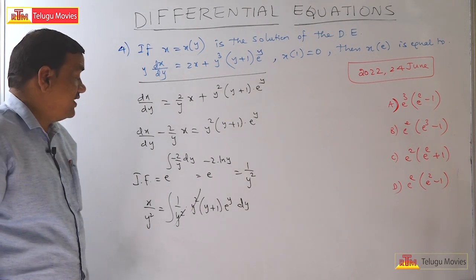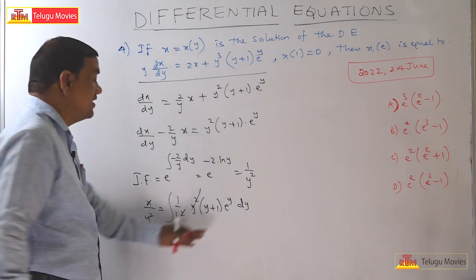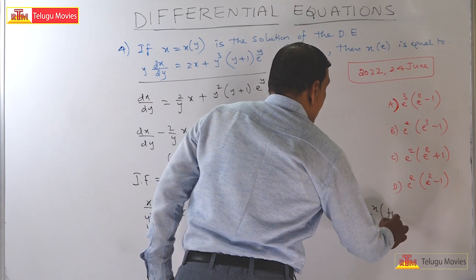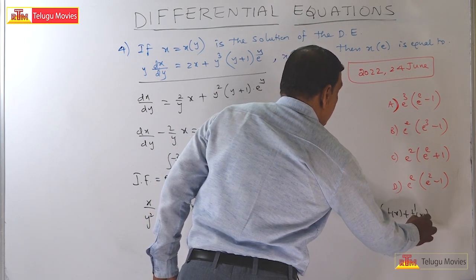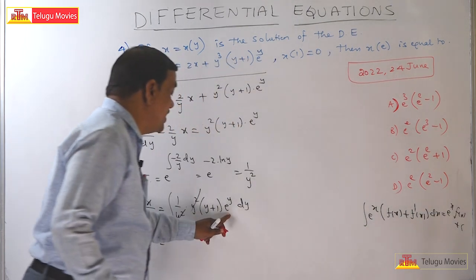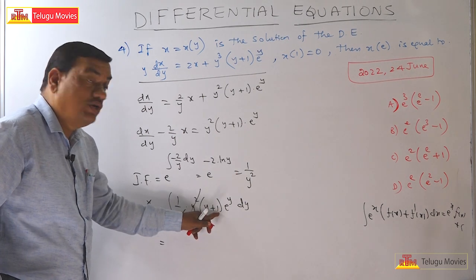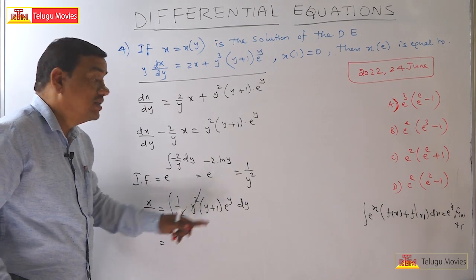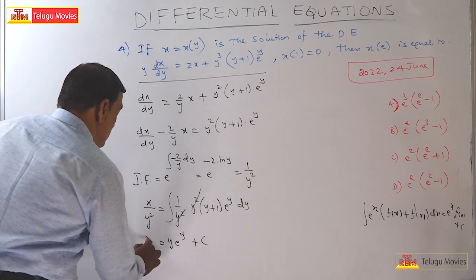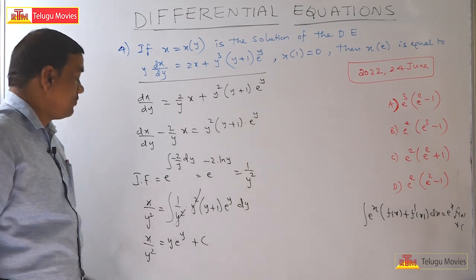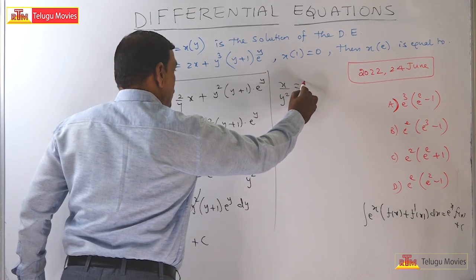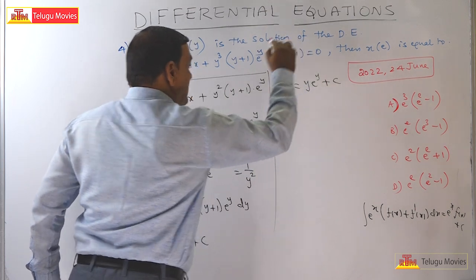By seeing this you can easily tell that one formula is there. What is the formula? Integral of e power x into (f of x plus f dash of x) dx is equal to e power x f of x plus c. Here e power y is there, and the derivative of y is 1. So this is equal to e power y into y plus c. So x by y square is equal to y into e power y plus c.